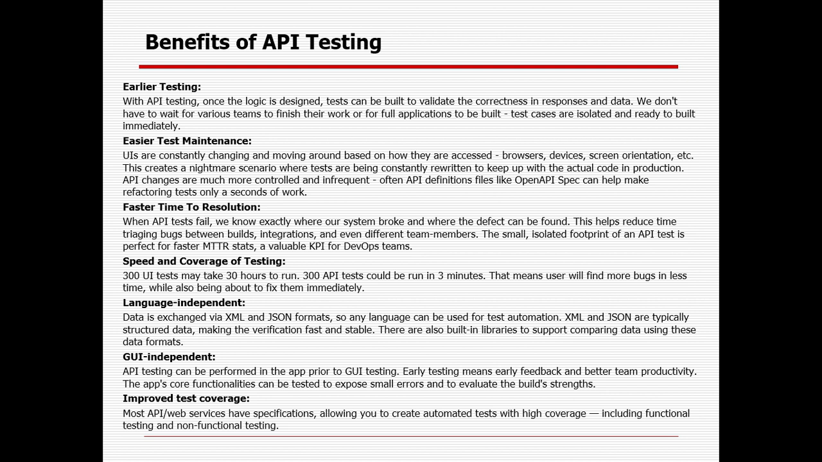Then, the faster time to resolution. When API tests fail, users know exactly where their system broke and where the defect can be found. This helps reduce time triaging bugs between the builds, integration, and even different team members. The small, isolated footprint of an API test is perfect for faster MTTR, a valuable KPI for DevOps teams.